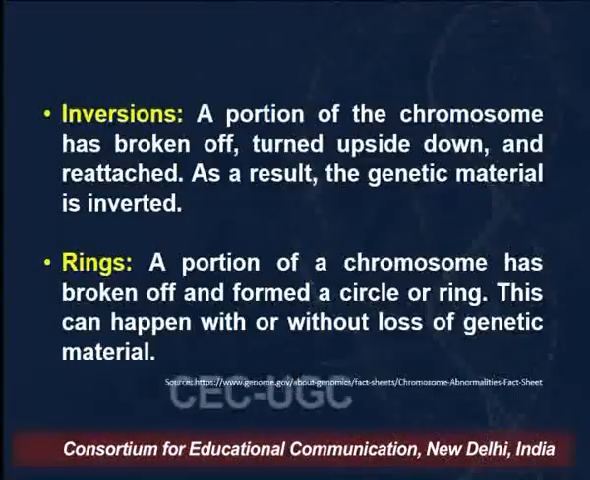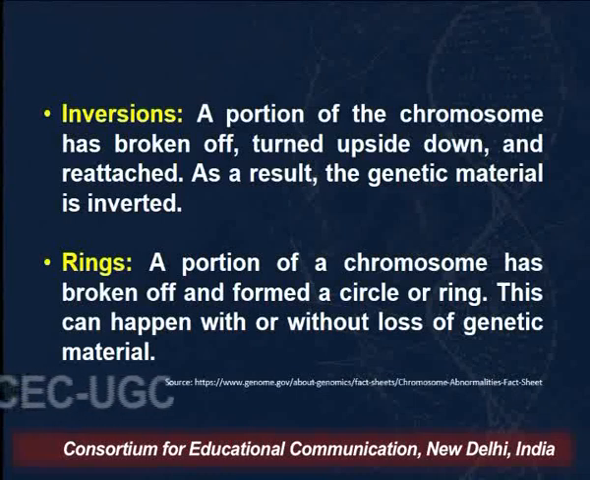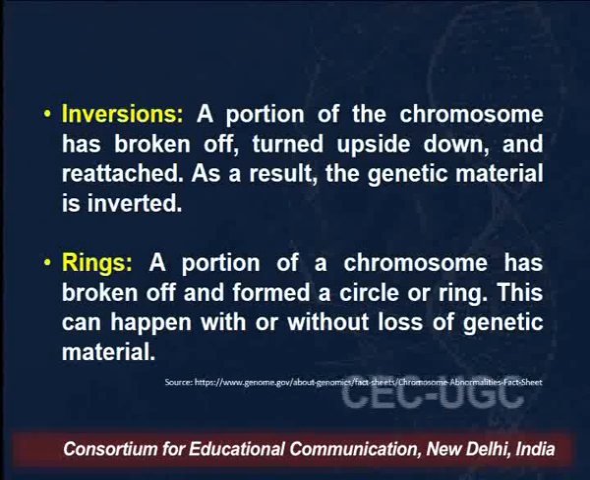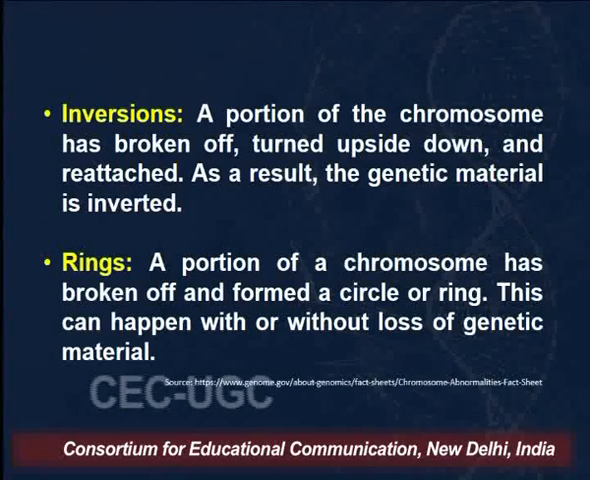In inversion, a portion of the chromosome has broken off, turned upside down and reattached. So the genetic material has been inverted in those cases. Subsequently, there are rings, which are formed when a part has broken off from a chromosome and forms a circle or ring. This happens with or without the loss of genetic material.